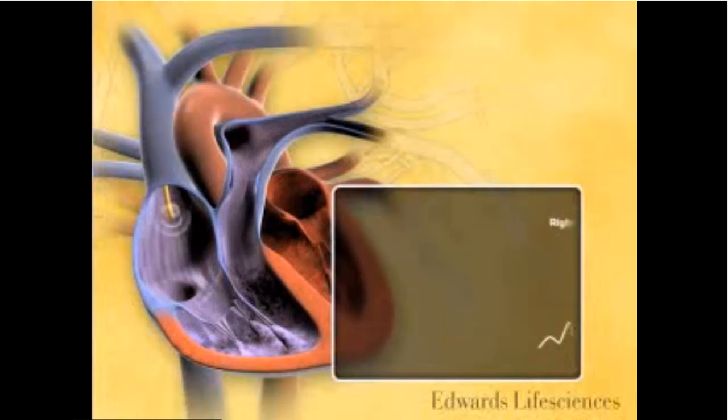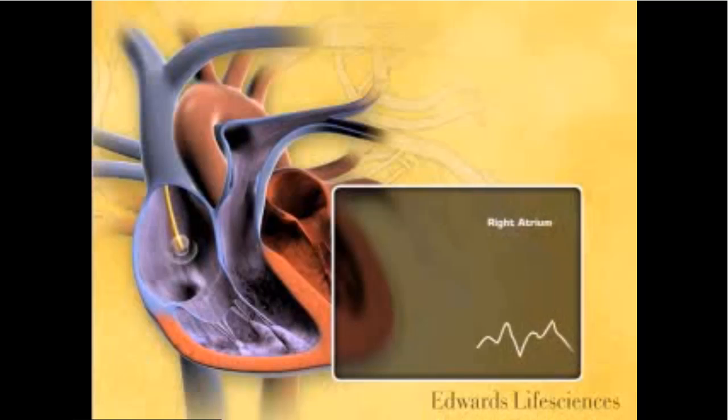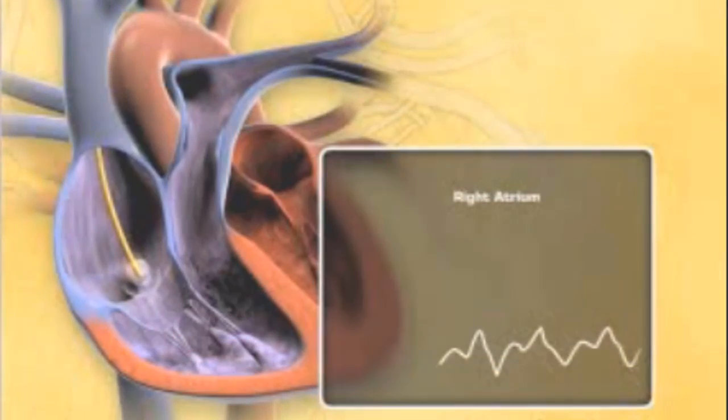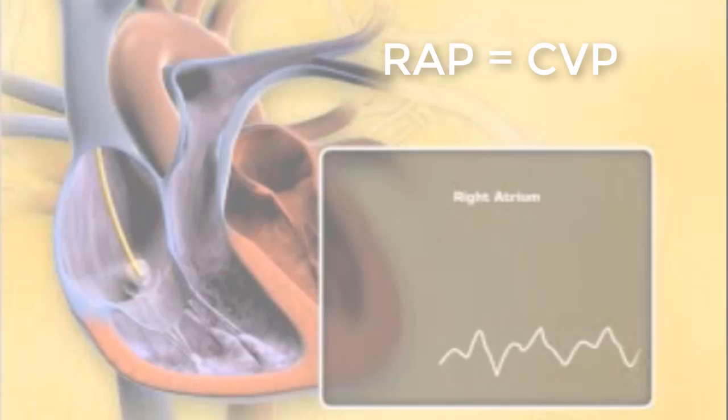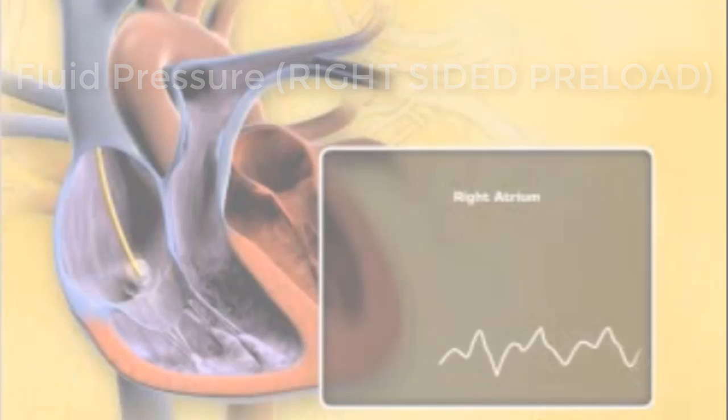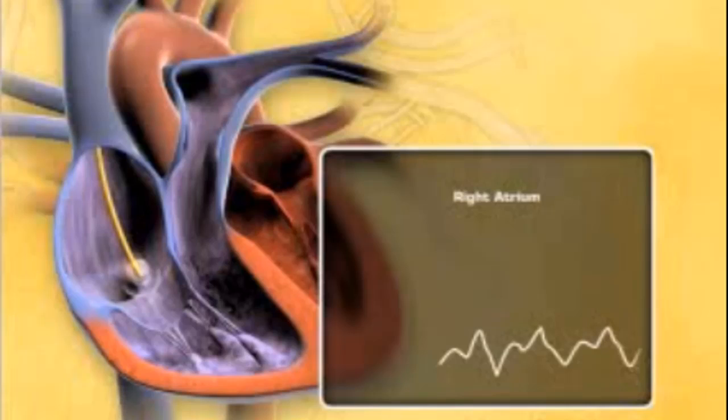As the balloon is inflated, we'll look on our monitor and see distinct waveforms. The first waveform you're going to see is the right atrial pressure. Another name for that is the central venous pressure. The central venous pressure is what we use to determine right-sided preload. And again, when you think preload, think fluid. We're going to talk about the right side and the left side of the heart.